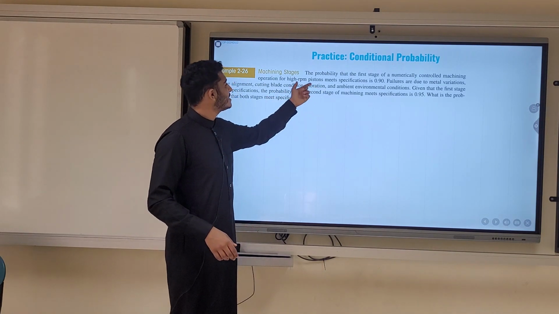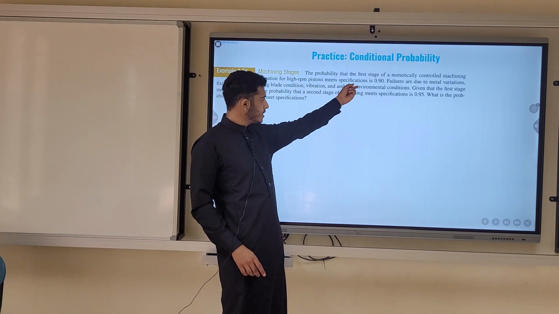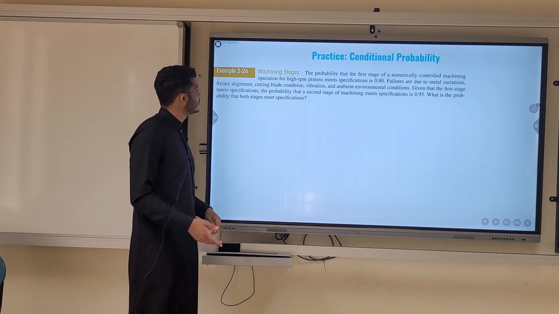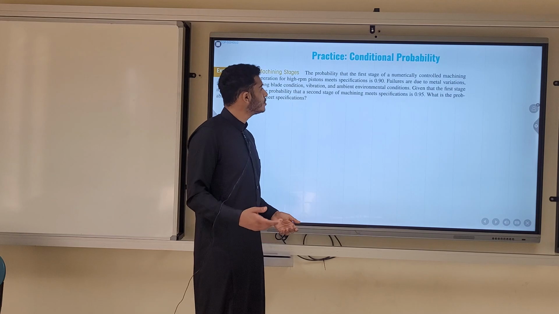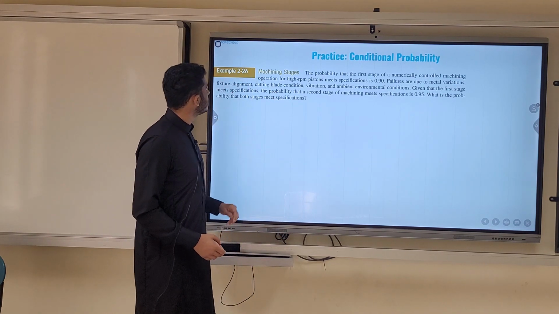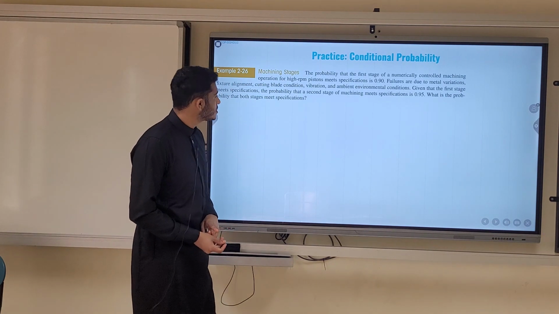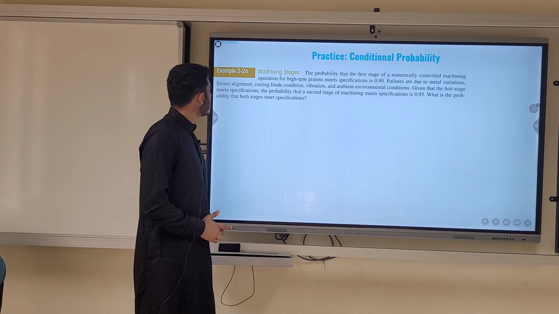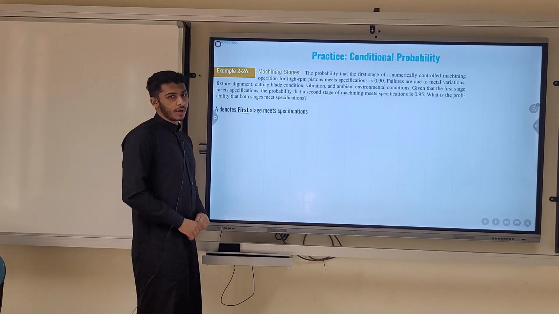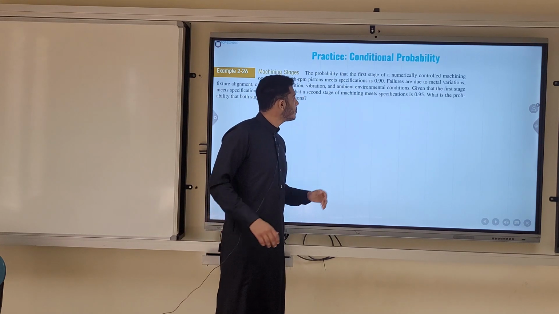So the probability that the first stage of a numerically controlled machine operation of high RPM meets the specification is 0.9. Okay. Failure is due to meter variation, fixture alignment, cutting blade condition, vibration, and ambient environment conditions. Given that the first stage meets specification, the probability that the second stage of machining meets specification is 0.95. It's the probability that both stages meet specification. Okay, so let's note our events first. The first number we have here is 0.9. Let's go to it and see what it means.